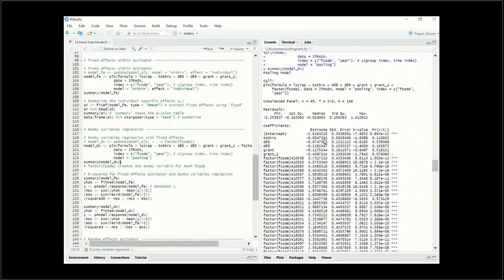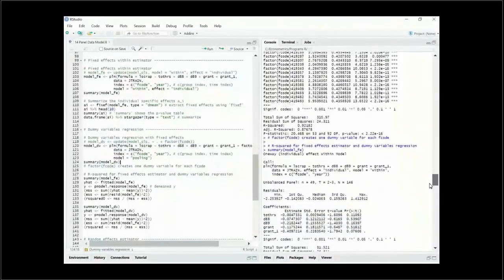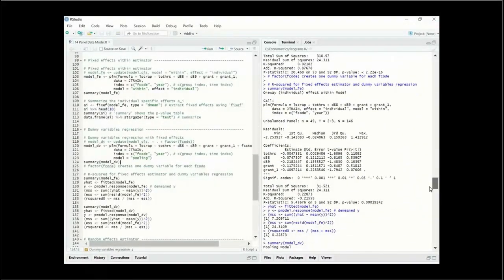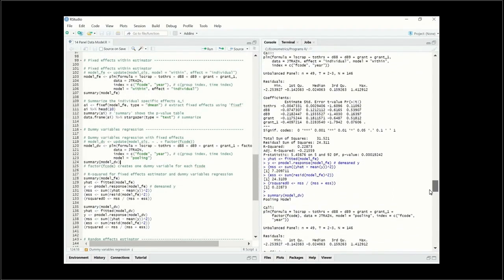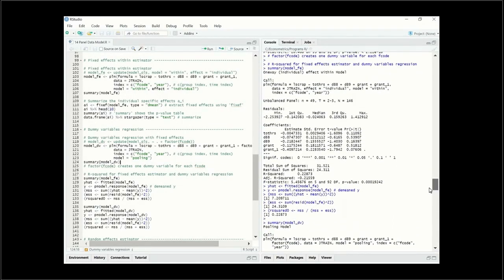So these coefficients being the same in fixed effects and the dummy variable regression, why is the R squared different? The reason for that is the following. Here we're going to be calculating the R squared for the fixed effects estimator and the dummy variables regression. So here what we're going to be using is this.